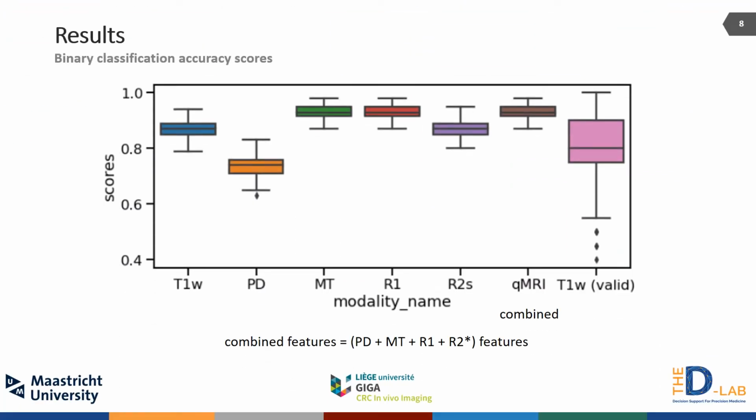On the slide, you can see binary classification accuracy scores. Expectedly, the highest accuracy is achieved with combined quantitative MRI data. The outperforming quantitative MRI modalities are magnetization transfer, MT, and longitudinal inverse relaxation time, R1. The poorest quantitative MRI modality is proton density, PD. Clinical T1 weighted data performs with less accuracy than leading quantitative MRI modalities. Results obtained with external validation are in line with the results obtained on original dataset.